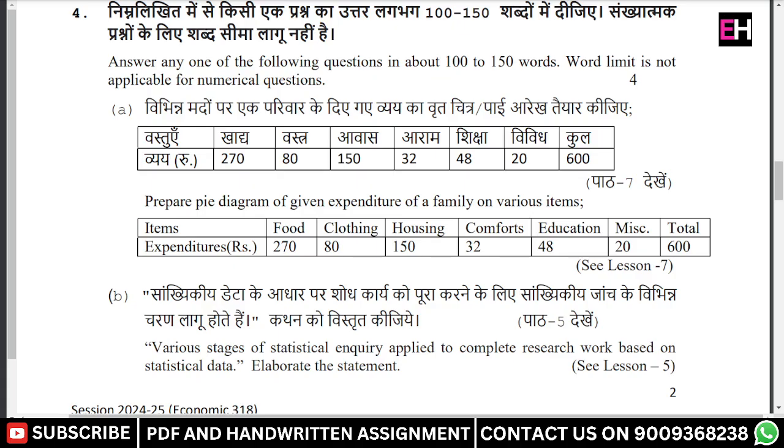Now question number 4 is to answer any one of the following questions. So you have to answer only one question. So first, 4A is: prepare a pie diagram of the given expenditure of a family on various items. In this one you will prepare the pie diagram, and the data is also given for items and expenditures. This question is taken from lesson 7 and you have to answer in 100 to 150 words.